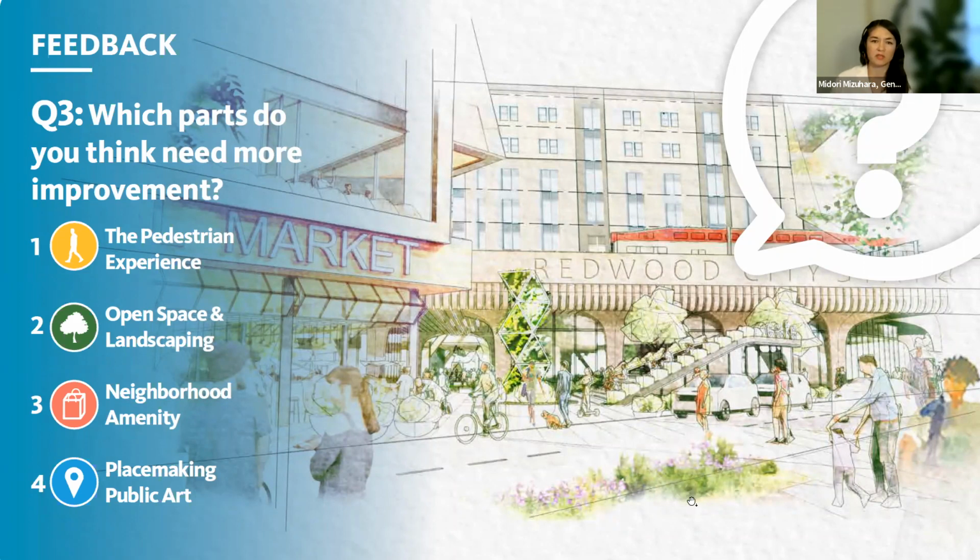So I'm going to launch this third question. As we walked through those four elements, were you thinking, oh, I wish I saw something that they just didn't cover? Was there something that you voiced in the outreach that you're not seeing reflected in these images? If so, choose either pedestrian experience, open space, neighborhood amenities, or placemaking.